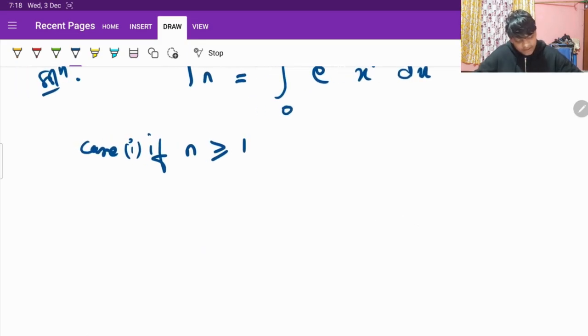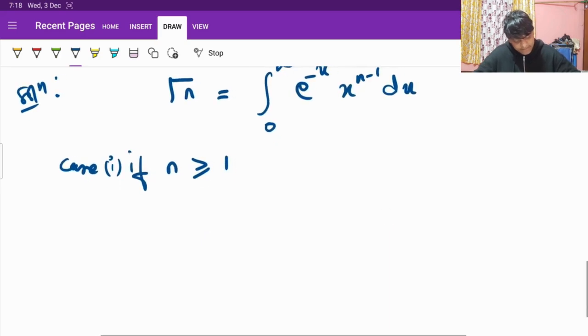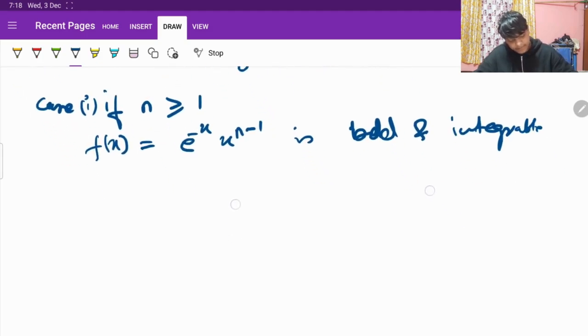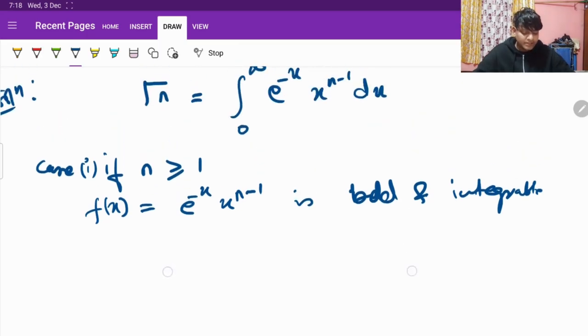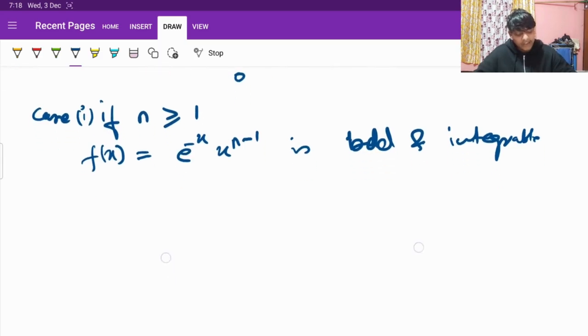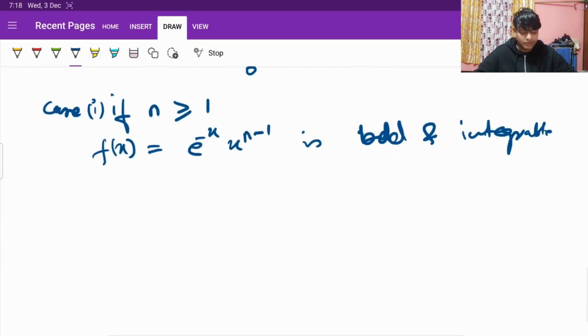So for case 1, if n is greater than or equal to 1, our f(x) equals e to the power minus x, x to the power n minus 1, is bounded and integrable. But it is an improper integral of the first kind. So we will try to find a number mu which will help us see whether this is convergent or not.